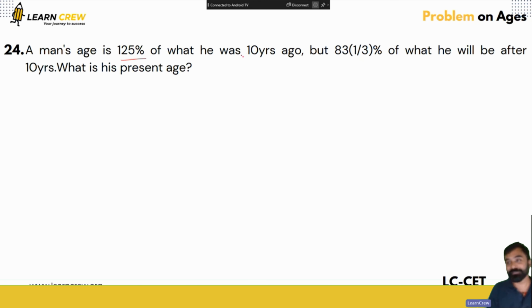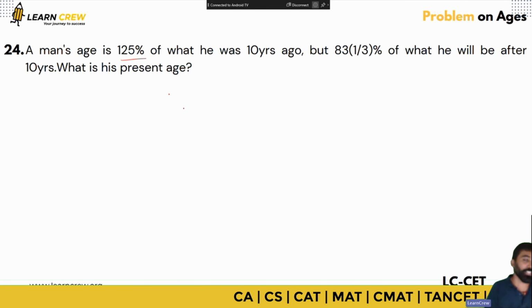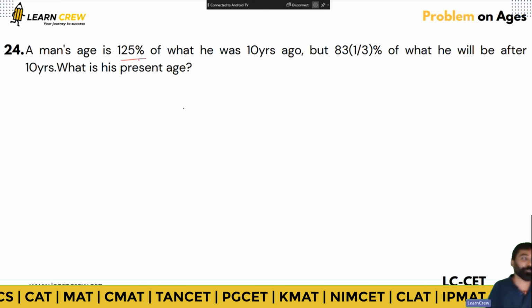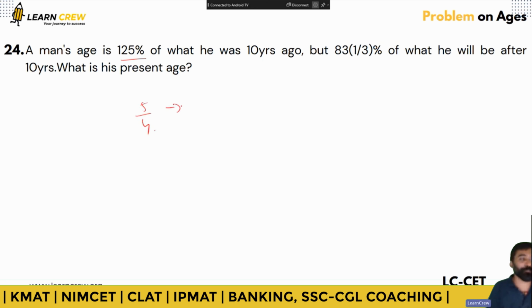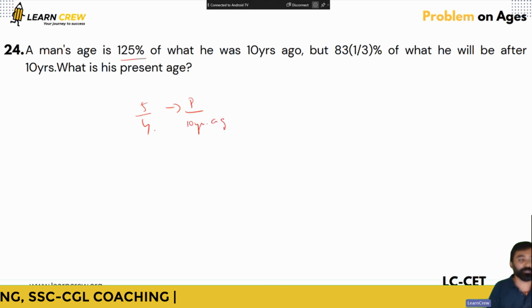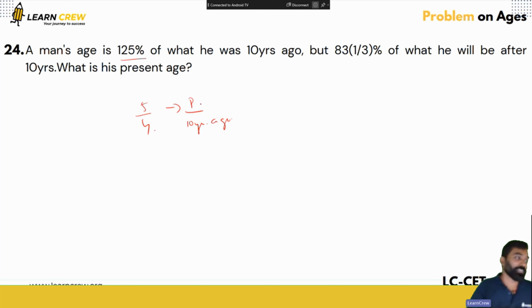Okay, man's age is 125% of what he was 10 years ago. Means how can you represent in terms of fraction? What is 100%? 5 is to 4. What is 25% in fraction? 1 by 4. This can be 5 by 4. This is going to be present. This is going to be 10 years ago. Or the future one. Or the past one. Then start solving it now.